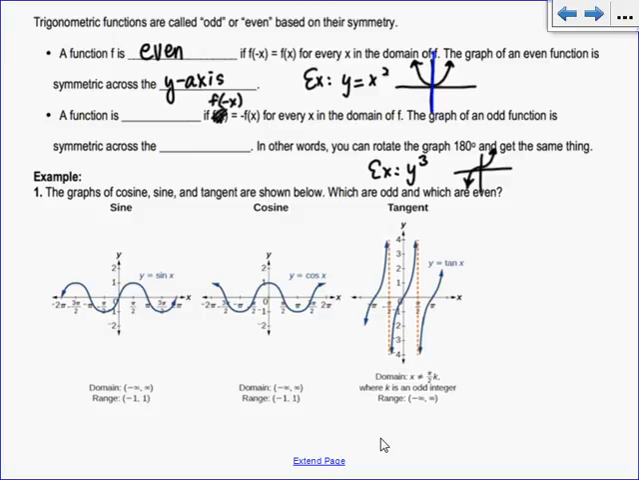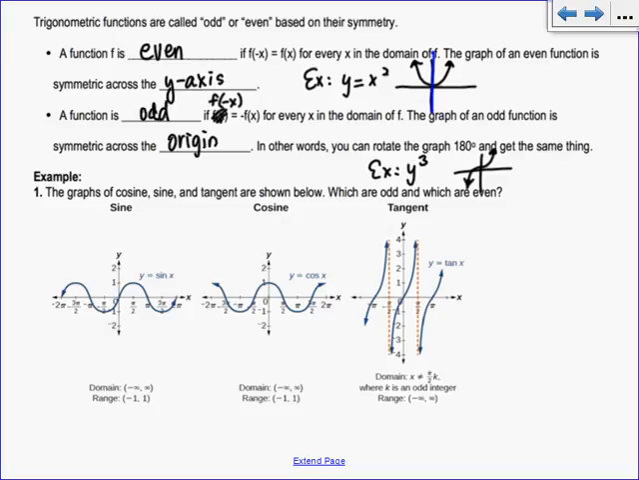But what if you had a combination? If I had x cubed plus x squared, that's neither. It's not going to be odd or even. So what we call this is symmetric across the origin. So odd is symmetric across the origin, which means that you can rotate 180 degrees and get the same thing.